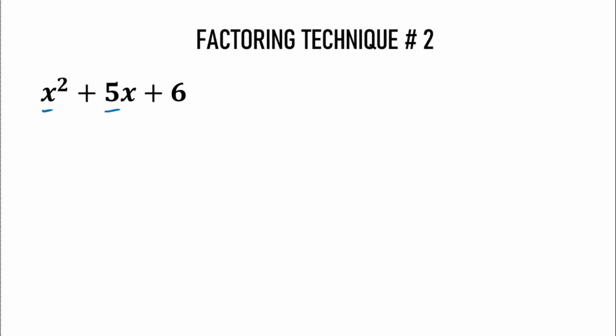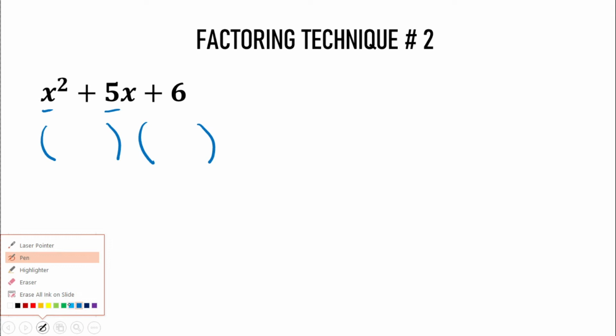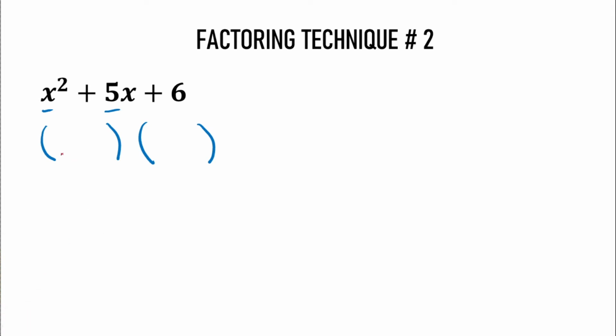Dapat malaman nyo na isang trinomial quadratic equation ay may factors na dalawang binomials. Kaya maglalagay ako ng dalawang parentheses. Itong dalawang parentheses nagsisilbing factors ng trinomial na x squared plus 5x plus 6. We are going to fill in kung ano yung variables at constant na ilalagay natin dito, here and here. And we are going also to write what operation shall we use.